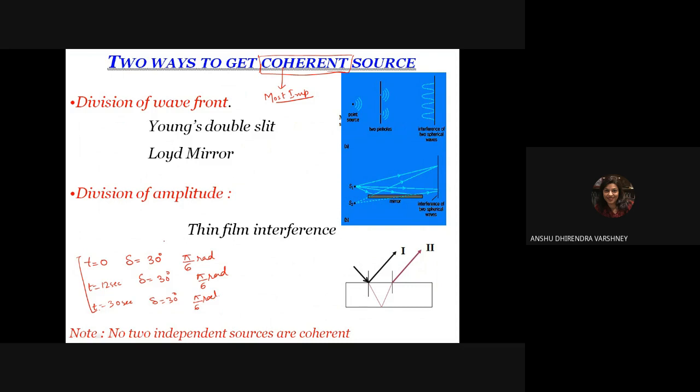But what happens when you use two sources? Just tell me any vague idea, any guesswork: how is light produced? How do we get light from any source?